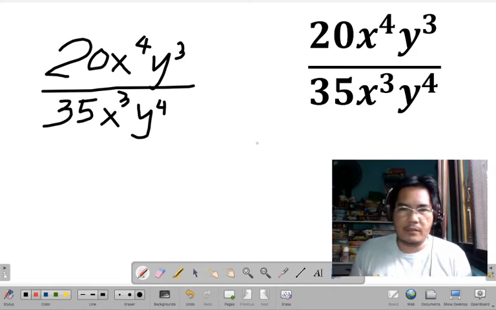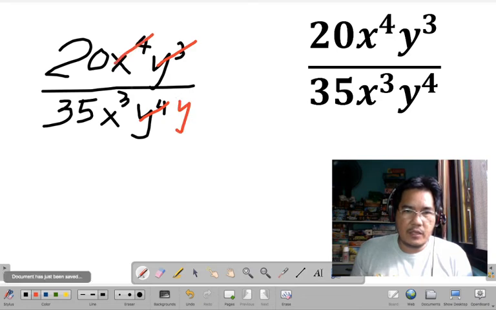This is a natural algebraic expression. So you'd like to cancel that one, leaving you y over here. Canceling this one will leave you x on this side. 20 and 35 can be cancelled. You'd have 4 and 7.